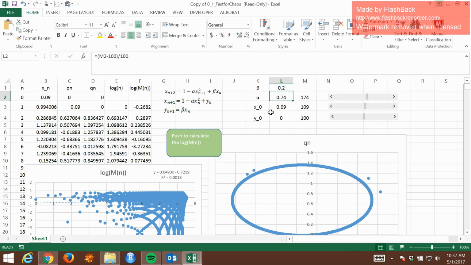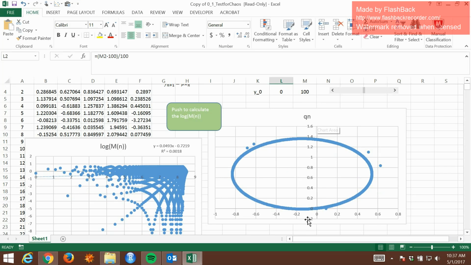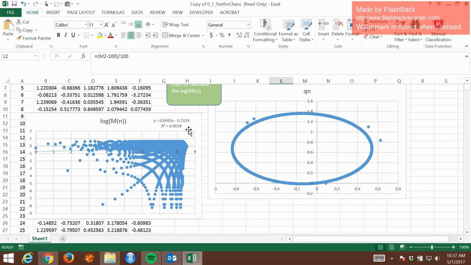So let me show you. Here, this is using the Henon map. I have my beta set at 0.2, alpha 0.74, x naught 0.09, and y naught 0. So what you have here is the same thing, p against q. You can see it looks like a circle. Very regular. What we did over here was we calculated K, and we calculated the log of M(n). So right here you can see that we have a value very close to 0 for K. So we have regular dynamics, and this is what it ends up looking like.